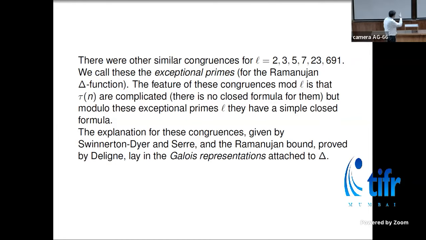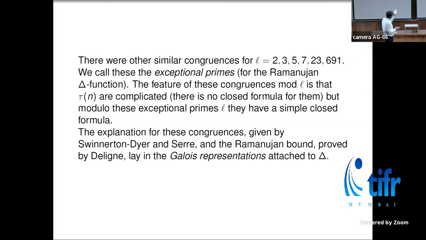Sometimes the high power of these primes, so for example for 2, the congruence is mod 2 to the 11, etc. Right? And the feature of these congruences is that tau n is always congruent to something related to the sum of divisors function, but not exactly. Now the question is, I think maybe Swinnerton-Dyer and Serre decided to try to understand why there are these congruences and why there are no other congruences modulo other primes that people have discovered.